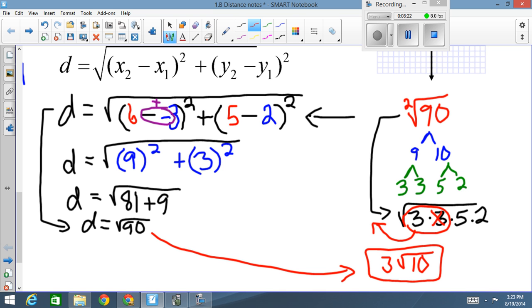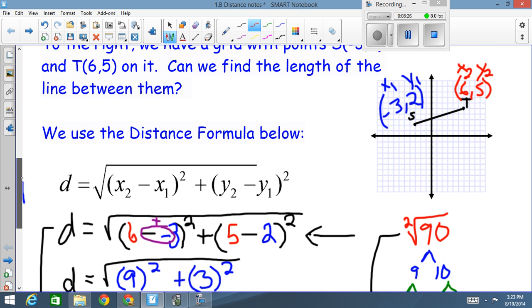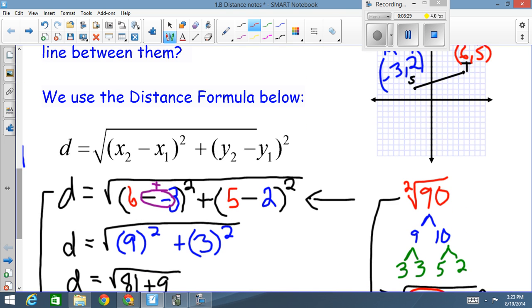That is the distance between those 2 points. That's the length of that line. This line has a length of 3 radical 10 units.